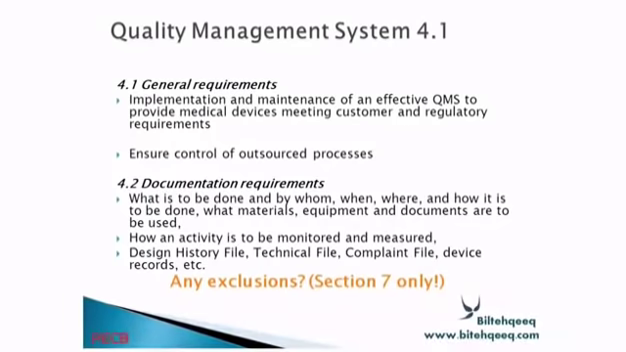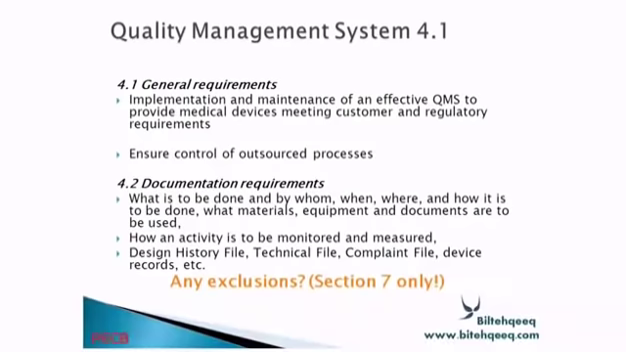Section 4 is about the general requirements. 4.1, implementation and maintenance of an effective quality management system provide medical devices meeting customer and regulatory requirements. Ensure control of outsourced processes. So we have to fulfill the requirements to meet the customer expectations and regulatory requirements, and also if there is an outsourced process, we have to also control this process.